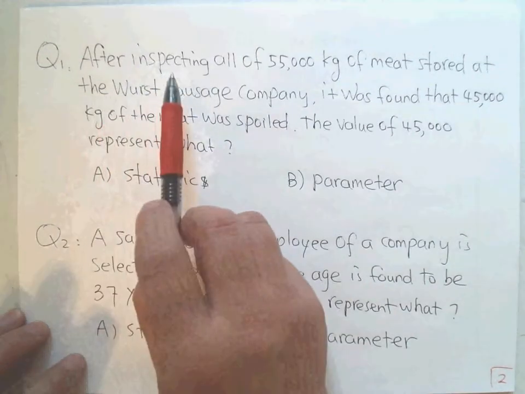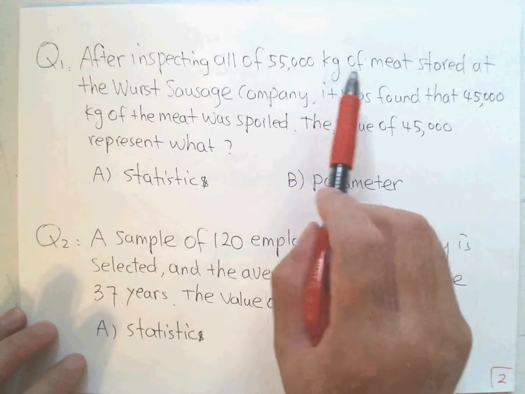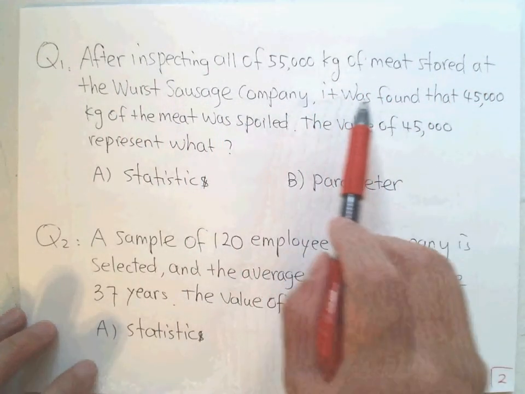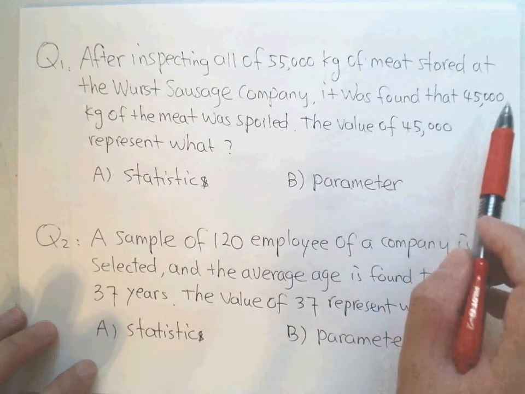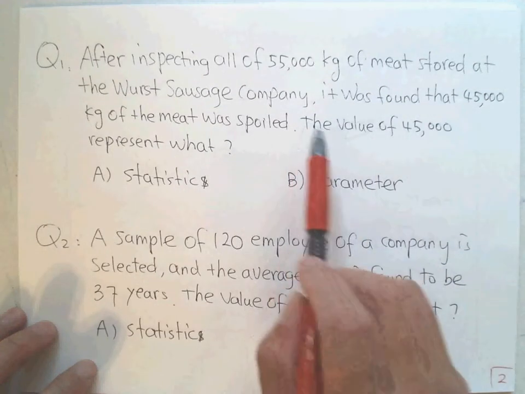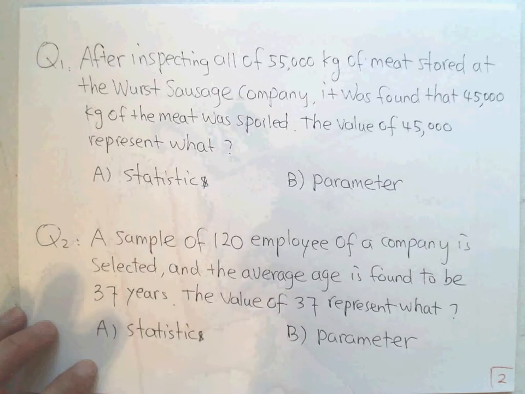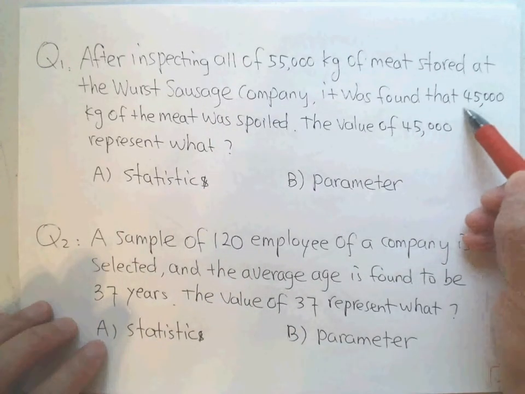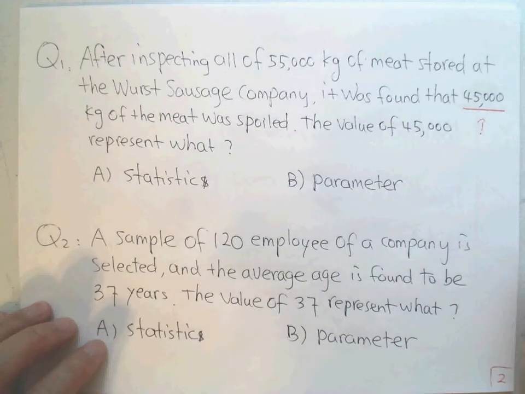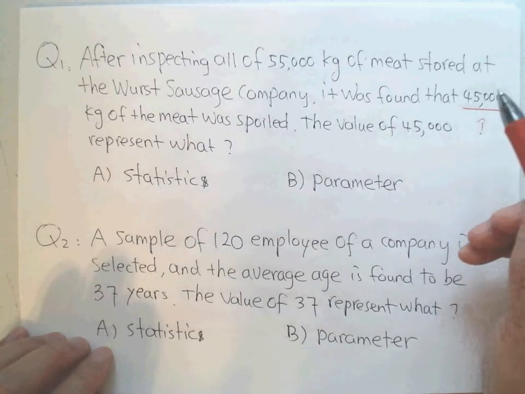After inspecting all of 55,000 kilograms of meat stored at this company, it was found that 45,000 kilograms of the meat was spoiled. Now look at the value of 45,000. What does it represent? Is this a parameter or a statistic? What we need to do is look at where this data came from.